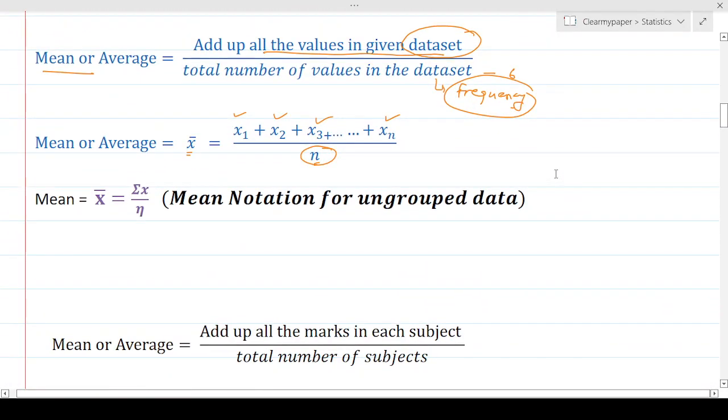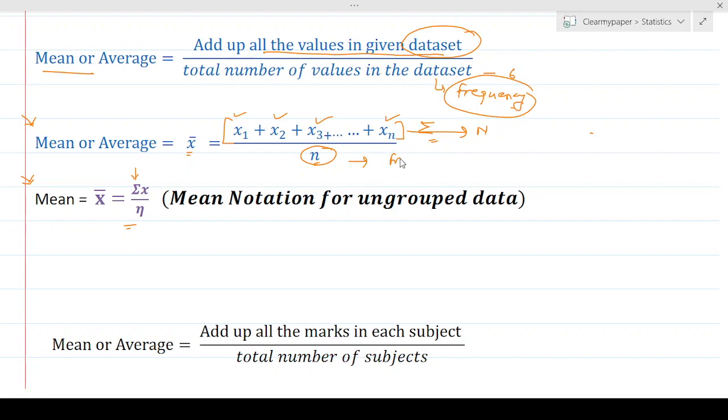And there's another notation, the statistical form of notation, where we use this sigma for the summation of all the values in the numerator. We use this Greek notation called sigma. If you want to remember, you can remember. Otherwise, I don't think how you represent it, whether you use this formula or this formula, really matters, as long as you remember to sum up all the values in the numerator, and in the denominator the total number of values, which is the frequency, and whatever is the value, that's your mean.